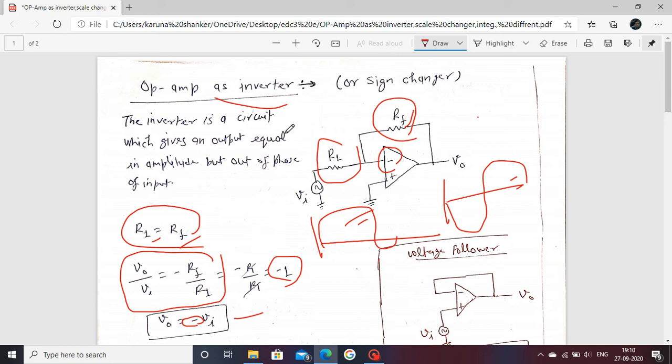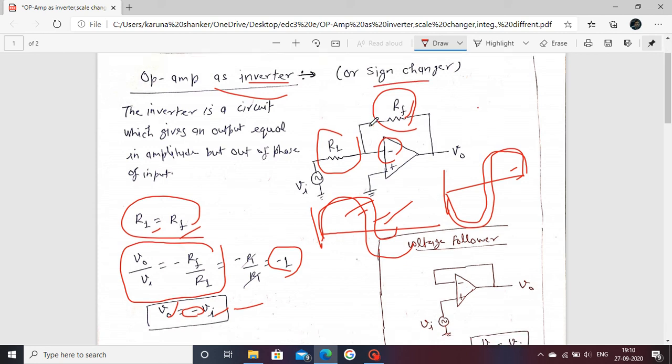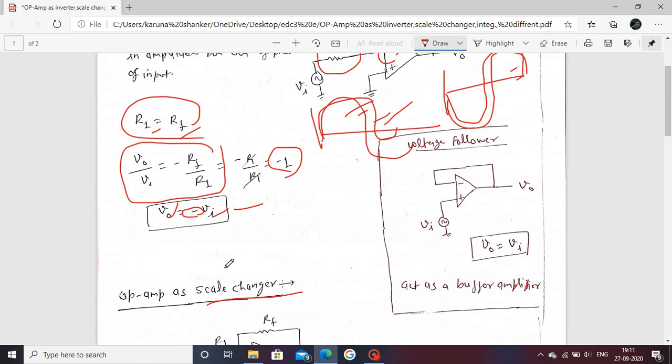This is called an inverter, meaning whatever input you apply in sine form, the output comes 180 degrees out of phase, with the same magnitude as the input, only a phase shift. That is called an inverter, also called a sign changer. Next, let's move to the scale changer.